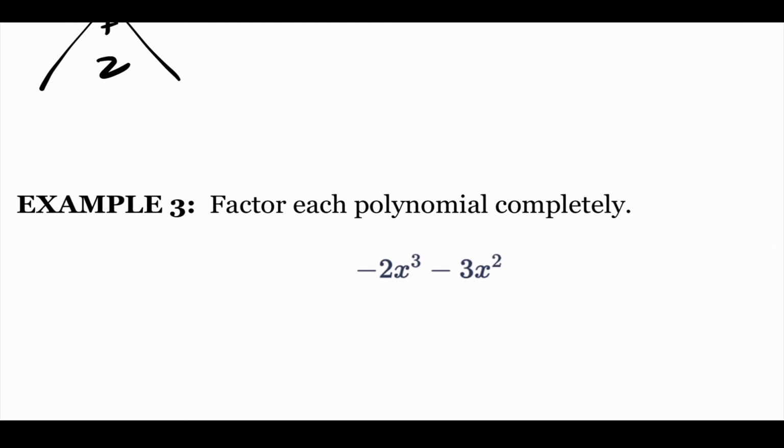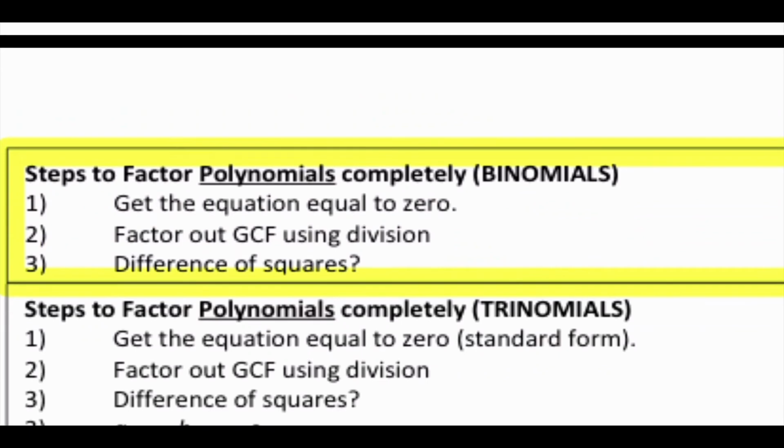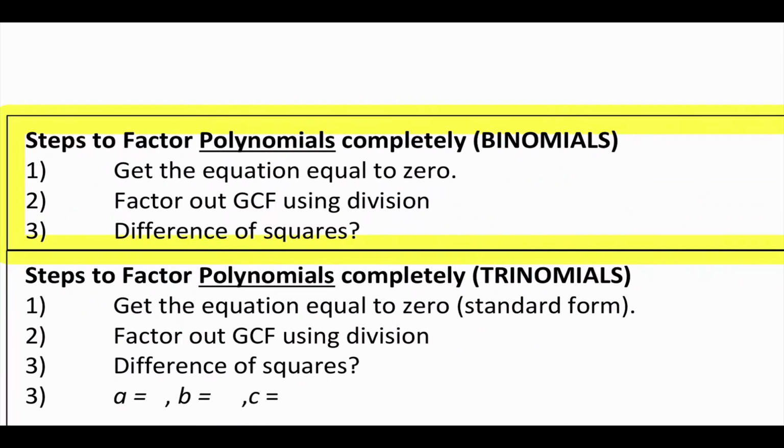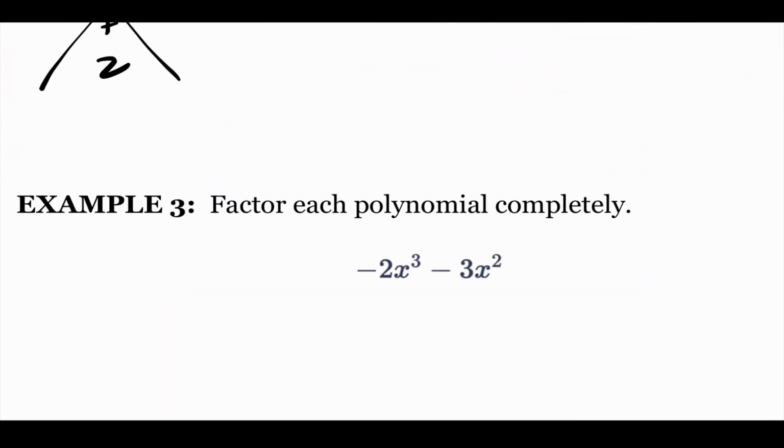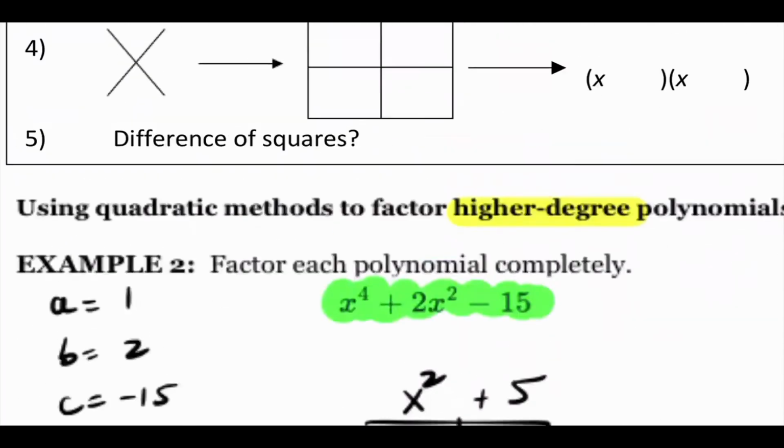Now this one has 2 terms. It's a binomial. So we're going to use a different set of directions. Less steps. So that's kind of nice, right? First steps are always the same. Set it equal to 0. Make sure it's in standard form. No 0, no equal to 0. It is in standard form, right? You've got a 3, then 2. It goes in the order of powers. Check.